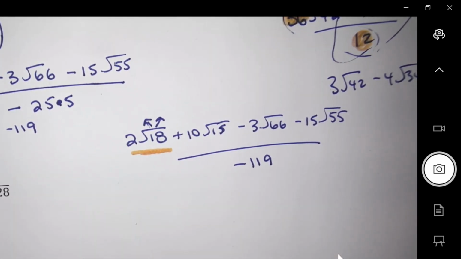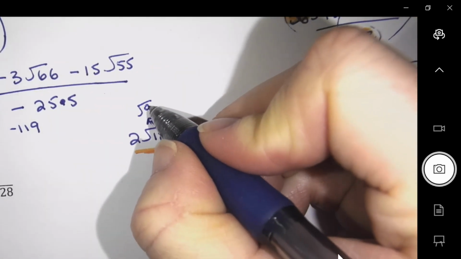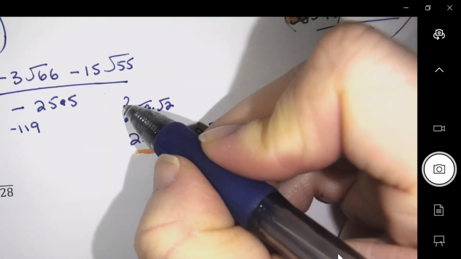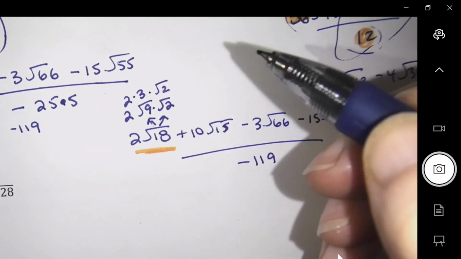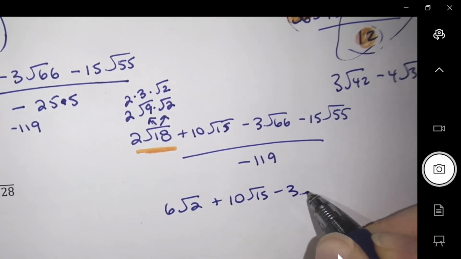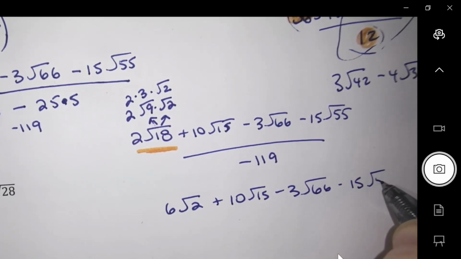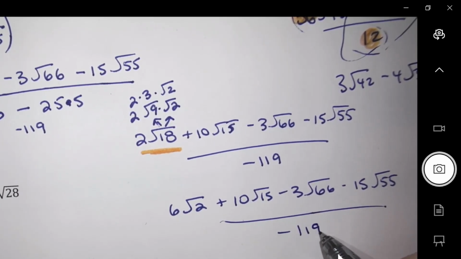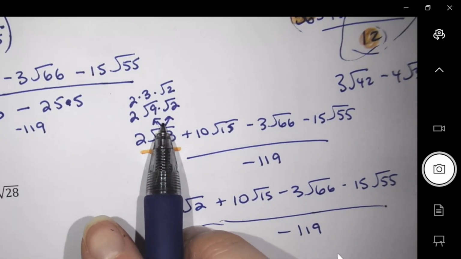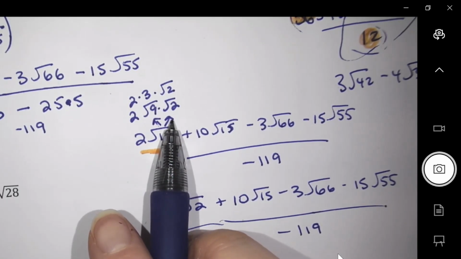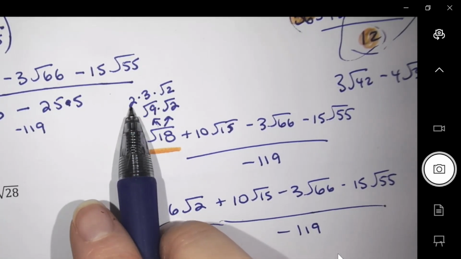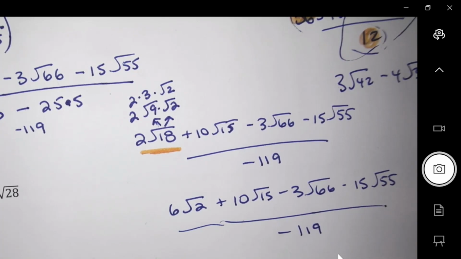How do we break 18 down then? Root 9 and root 2. Okay, so 18 we changed into a root 9 times a root 2. Then the root 9 can become a whole number 3. So now it's 6 root 2. Then technically they can all be reduced.